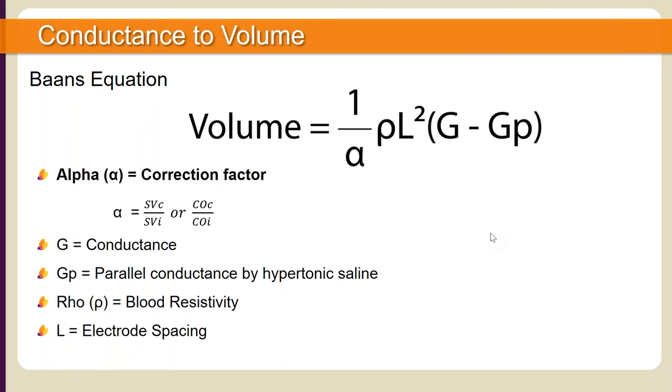We use Bond's equation to convert conductance to volume. The equation accounts for cardiac output or stroke volume correction factor as alpha. The parallel conductance represented by Gp is removed from the total conductance measured from the catheter in order to isolate the conductance of the ventricle blood pool. The electrode spacing is variable within catheter model.